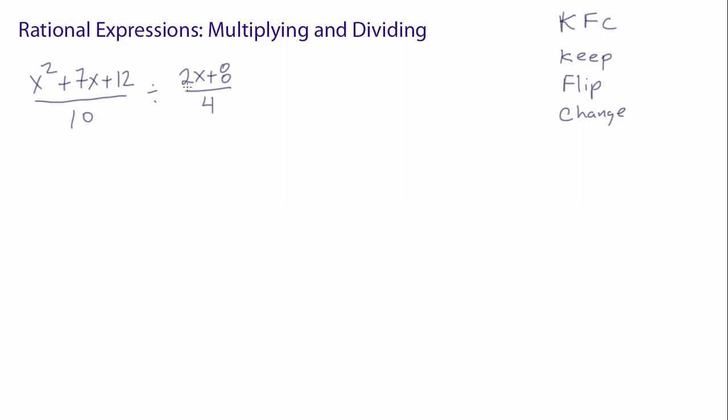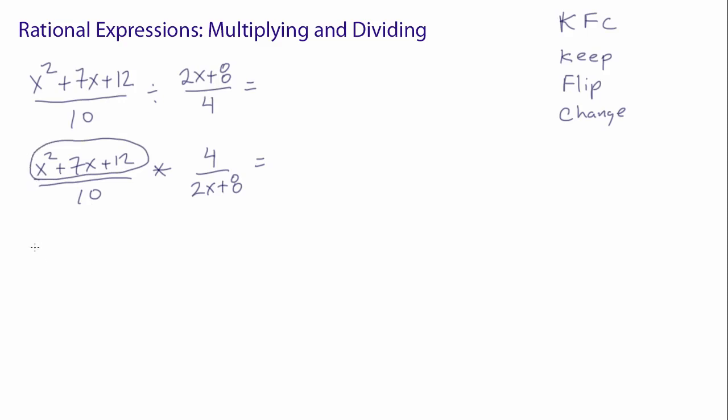Let's do that. So we're going to keep the first fraction here. I'm going to flip the second fraction. And then we're going to go from division to multiplication. Now, let's see if we can factor. I think we can.